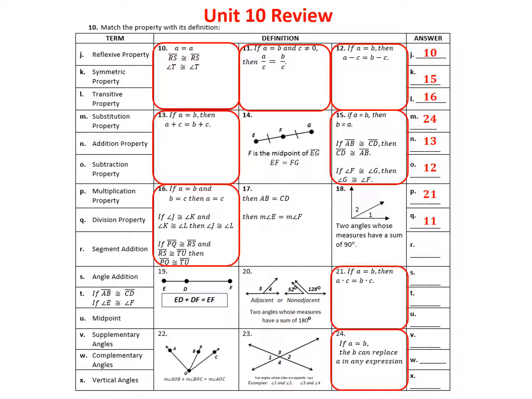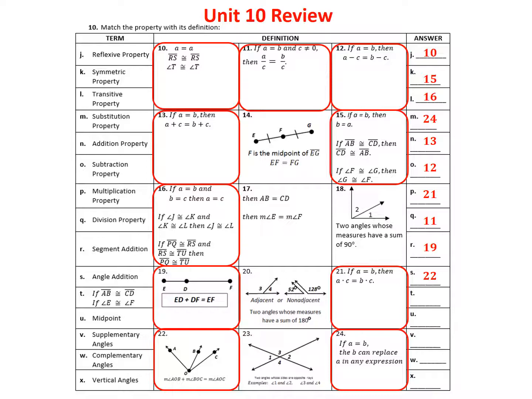Now we're to the segment addition. It means if I take two segments and add them together, the result is the total of their measures. So ED plus DF, the measure of ED plus the measure of DF equals the measure of the whole segment. So that's 19. Angle addition, similarly, if I add angles, notice angle AOB plus BOC is the same as the whole angle together. So that's called the angle addition.